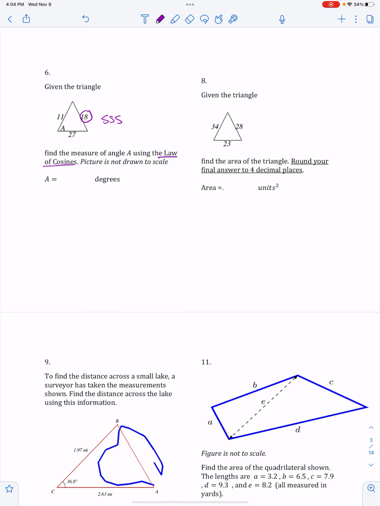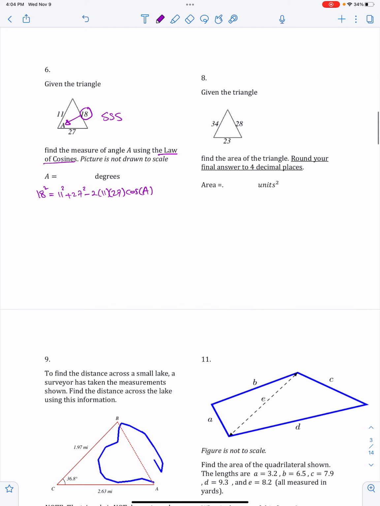We're going to start with the side that is facing the angle we need to compute. So we're going to say 18 squared is equal to 11 squared plus 27 squared minus 2 times 11 times 27 cosine of angle A. Now, 18 squared is 324, equals 11 squared plus 27 squared, which is 850, minus 2 times 11 times 27, which is 594 cosine A. Our goal here is to solve for cosine A.